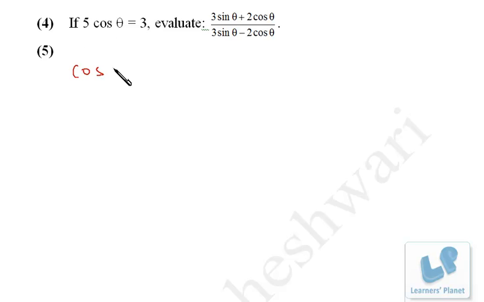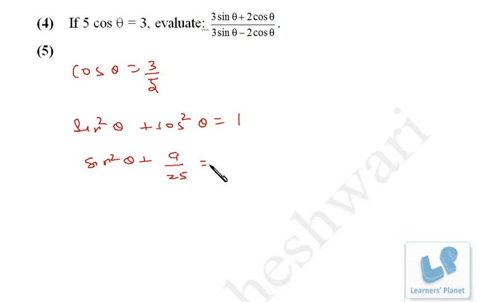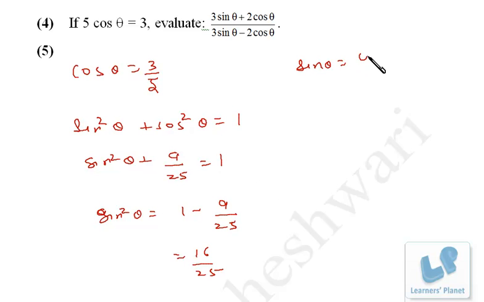See, cos theta is actually 3 by 5, right? Now we know the relationship that sin square theta plus cos square theta is equal to 1. Just put the value of cos theta. So it's sin square theta plus 9 by 25 is equal to 1. So sin square theta is equal to 1 minus 9 by 25, or we can say 16 by 25. So sin theta will be equal to 4 by 5, right?